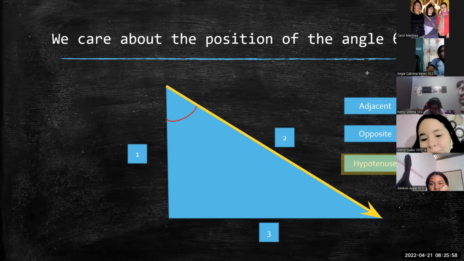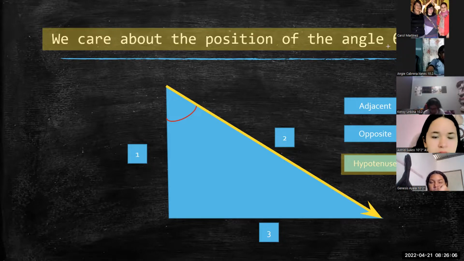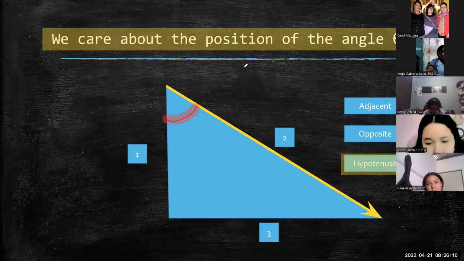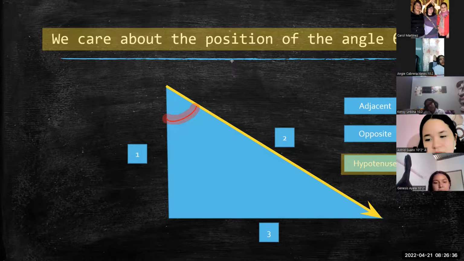Very good. Now, read this again. It says, we care about the position of the angle. I'm giving you this angle over here. And from that angle, we need to identify the adjacent leg and the opposite leg. Opposite is the leg that is in front of the angle. What leg is in front of the angle that I'm pointing in this exercise? 1 or 3? 3. Very good. It's the leg 3.